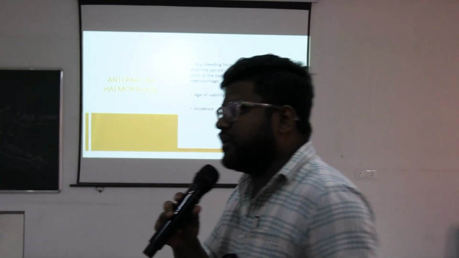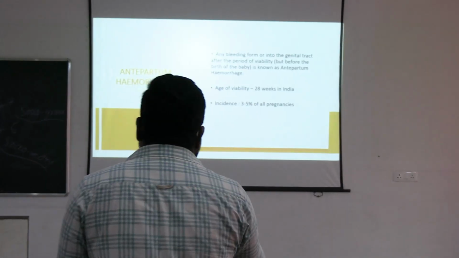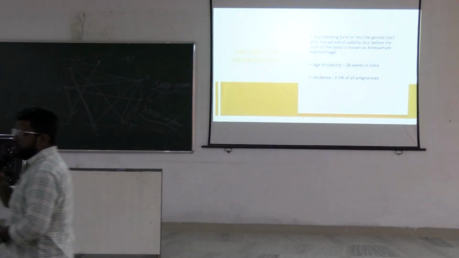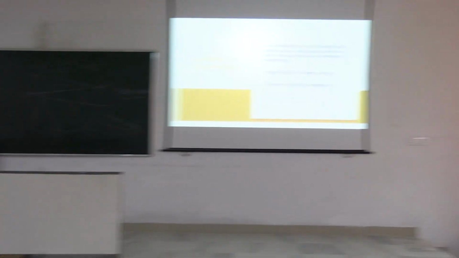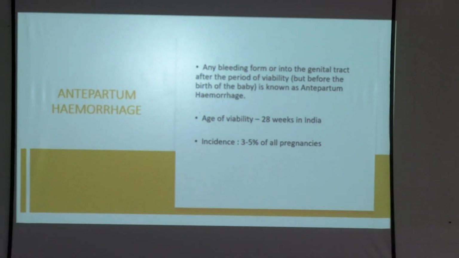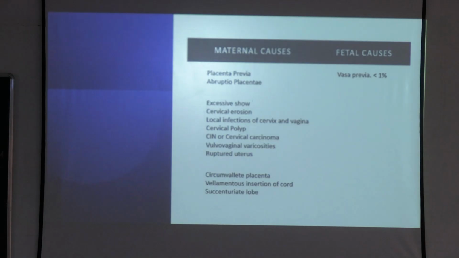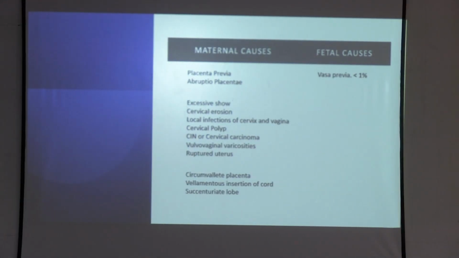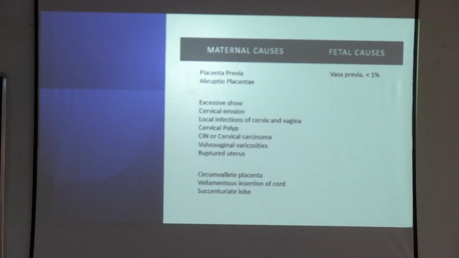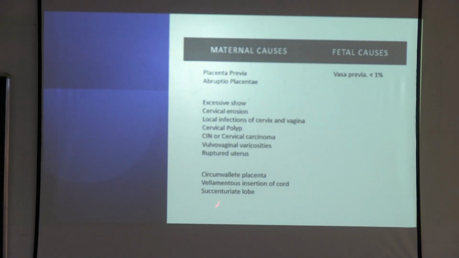As I said, antepartum hemorrhage is any bleeding into the vaginal tract or from the genital tract after the period of viability. The period of viability is 28 weeks and its incidence is almost 5 in 100 pregnancies. Causes. The important causes, as we said, are placenta previa and abruptio placentae. This one you need to know. The others are accessory causes.